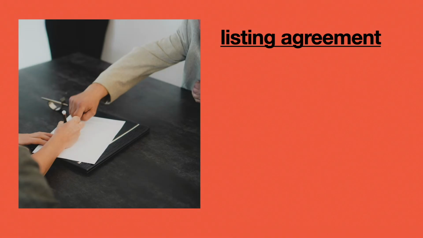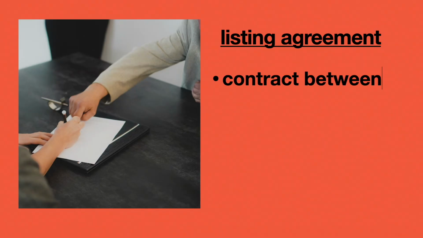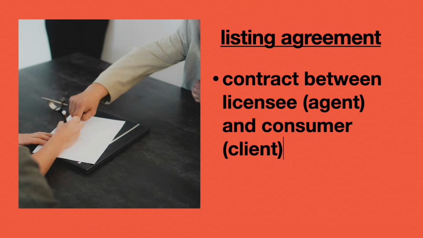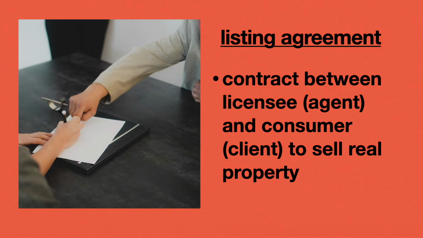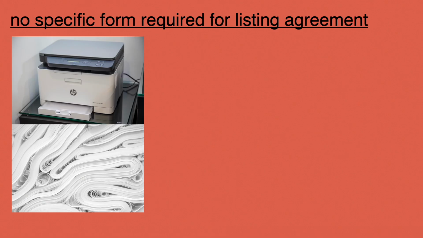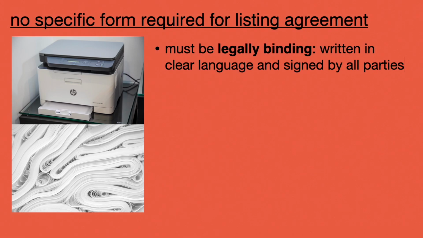Listing agreements. Listing agreements are contracts between a licensee and a consumer who become agent and client to sell real property. There is no requirement that the listing agreement be on a specific form. However, to be legally binding, it must be written in clear and unambiguous language, and it must be signed by all parties to the agreement.